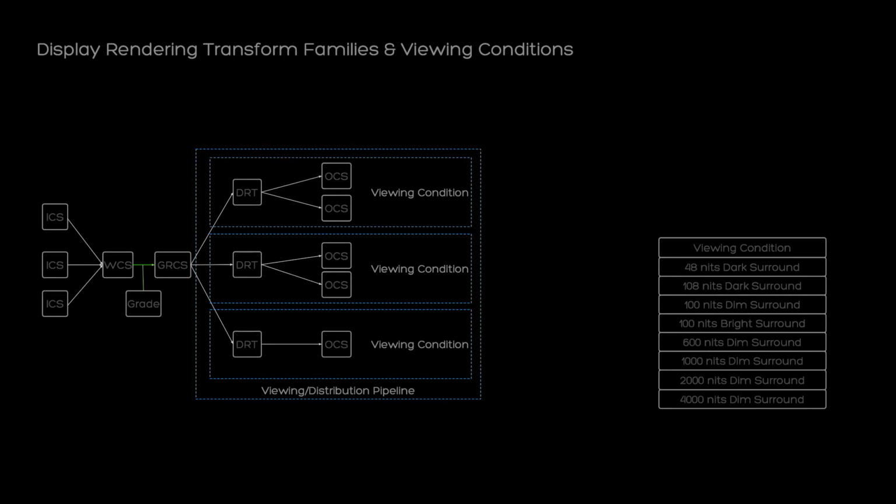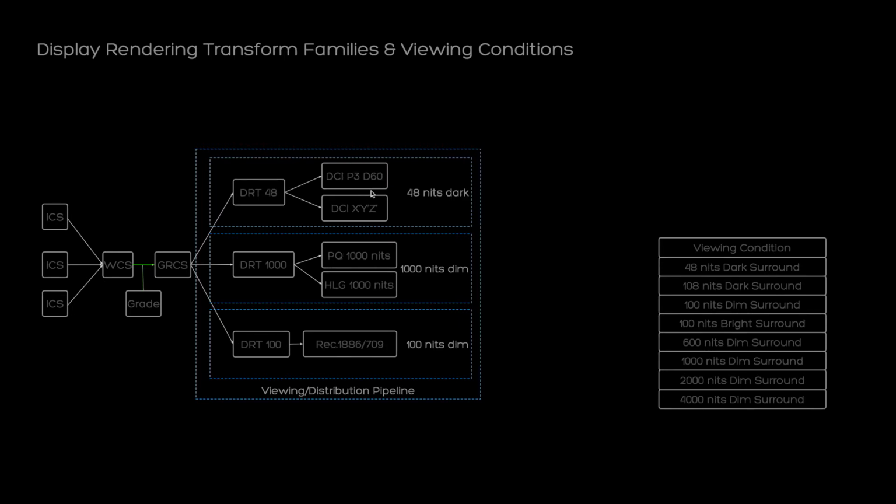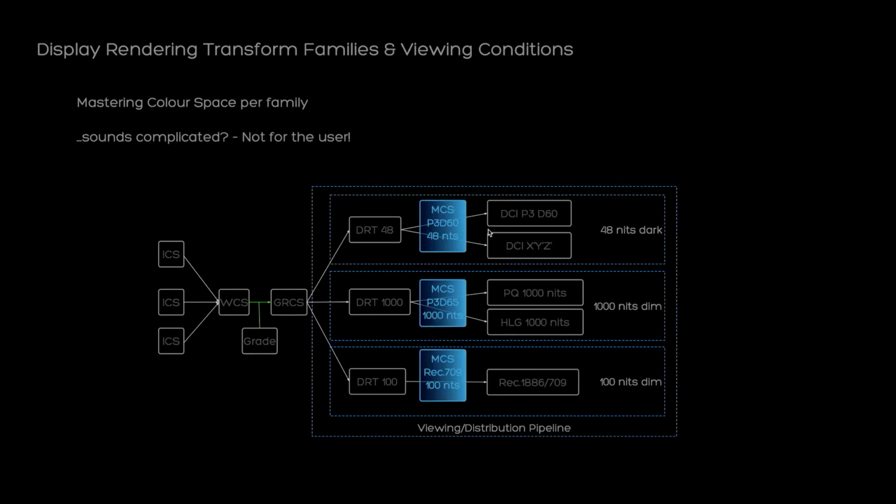So for example, DCI P3 and XYZ both belong to the viewing condition 48 nits dark surround, and HLG for 1000 nits and PQ on 1000 nits would both belong to the viewing condition 1000 nits dim surround. And for each viewing condition, we apply a different DRT. In addition to that, we also want to apply a different mastering color space for each viewing condition. For example, for 48 nits viewing condition, we want to limit all the output to 48 nits P3.